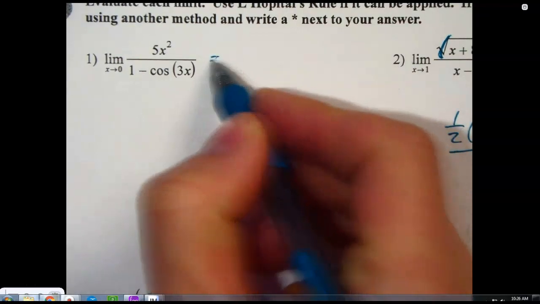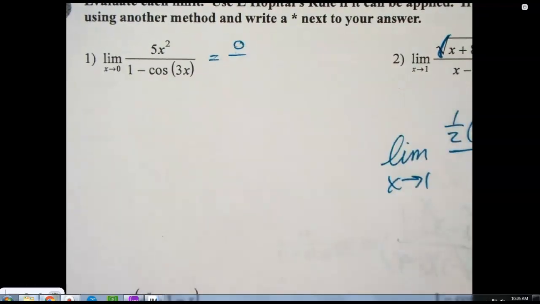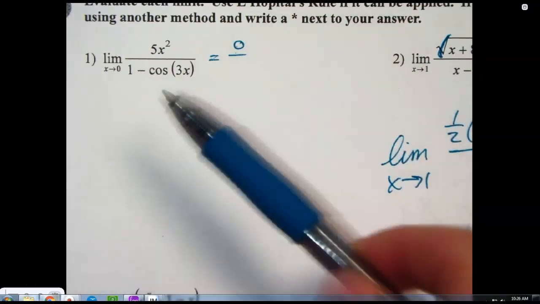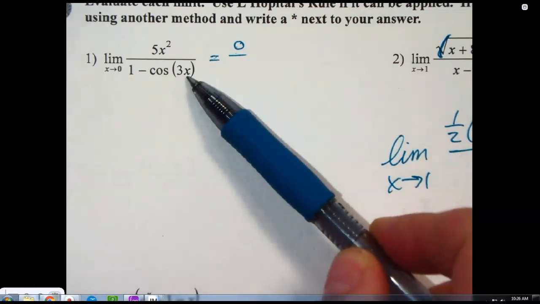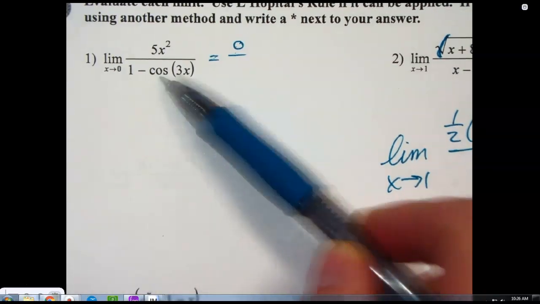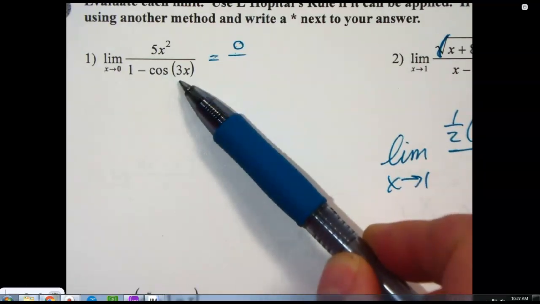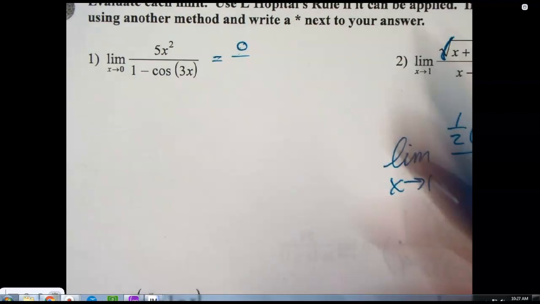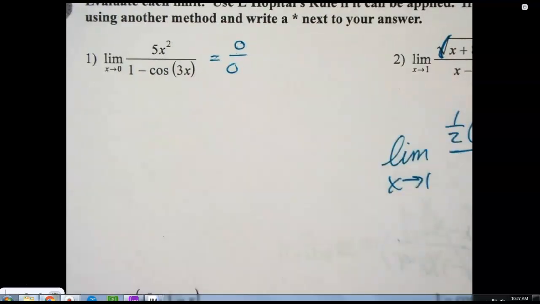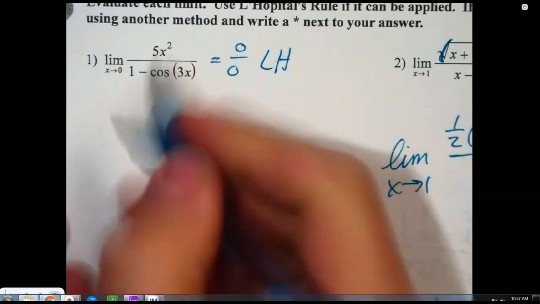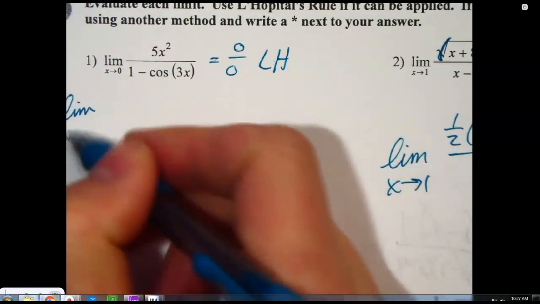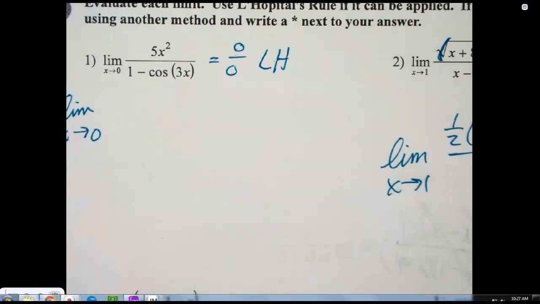If I plug in 0 on top, I get 0. 3 times 0 is what? 0. Cosine of 0 degrees, so what's the x value at 0 degrees? 1. So then 1 minus 1 is 0, right? So I'm going to have to use L'Hopital's rule. I'm going to take the derivative of the top and the derivative of the bottom.